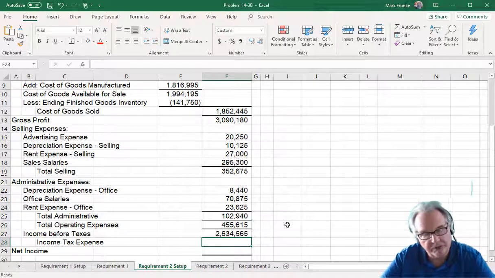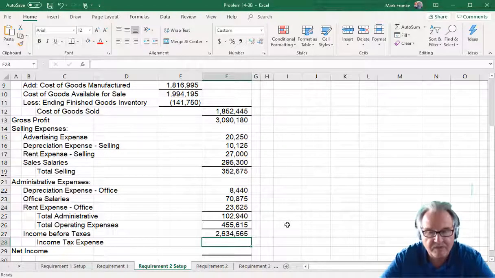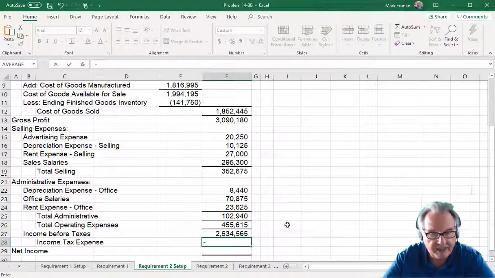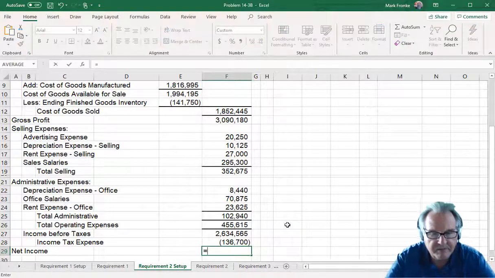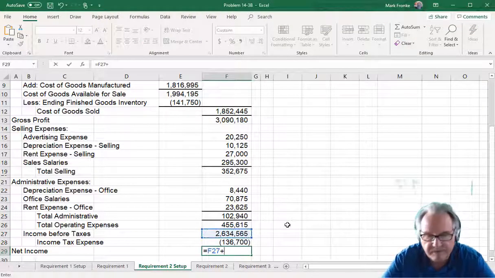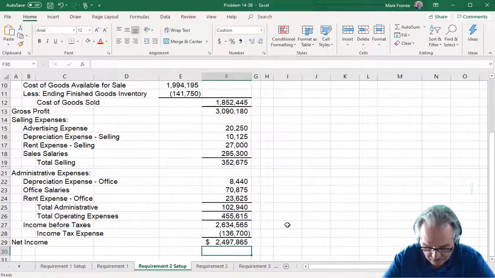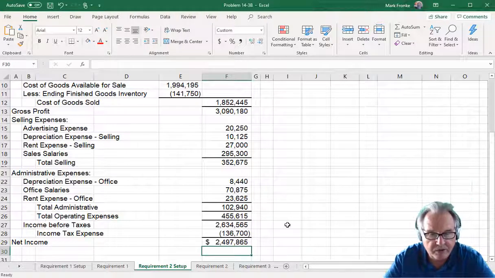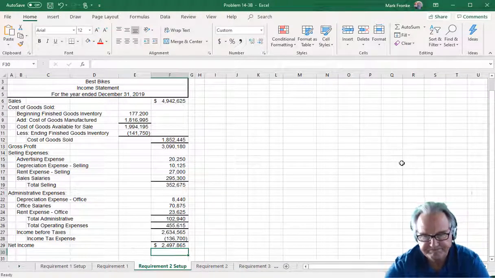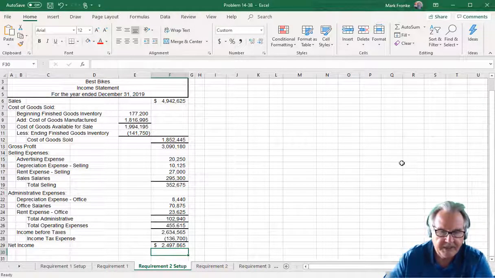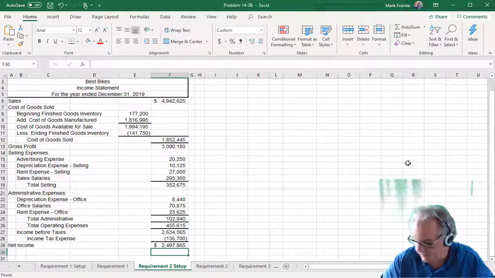If I subtract that from gross profit, I'll get income before tax, $2,634,565. I'm going to subtract $136,700 for income tax expense. That's pretty small income tax expense for making over $2.5 million, but these are the facts they gave us. So net income is $2,497,865. And here is what the whole income statement looks like. And we can move on to requirement 3.